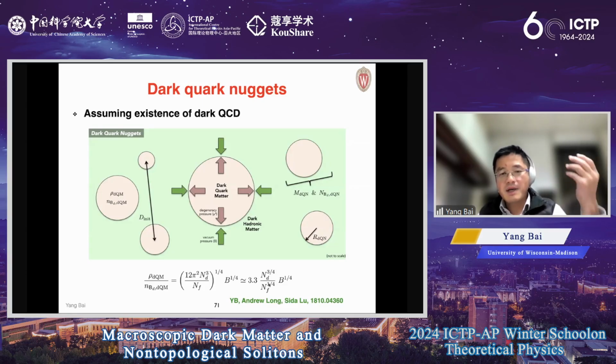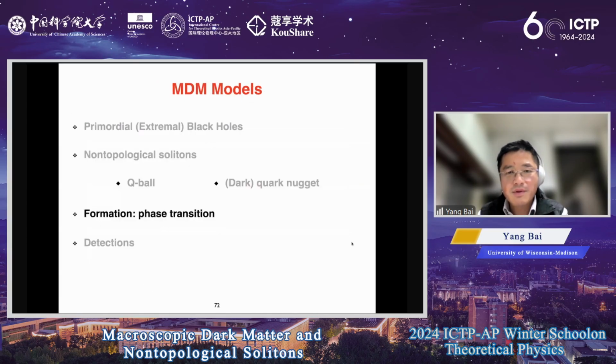If you have some dark QCD with a sufficiently large number of dark quarks, for example, you can potentially get more stable quark nuggets compared to the free dark baryon. But obviously, in my opinion, that's less economical if our own QCD can explain something, especially if it can eventually address the dark matter question.